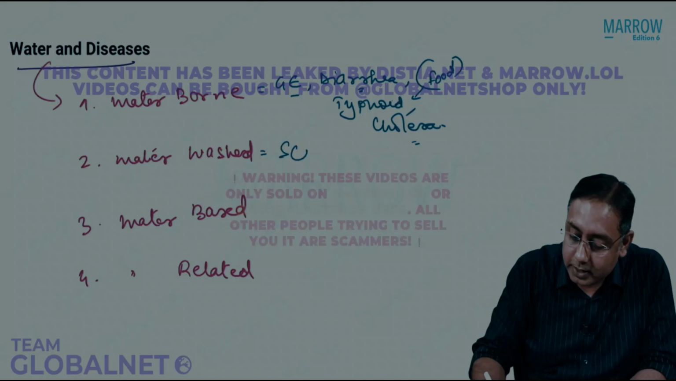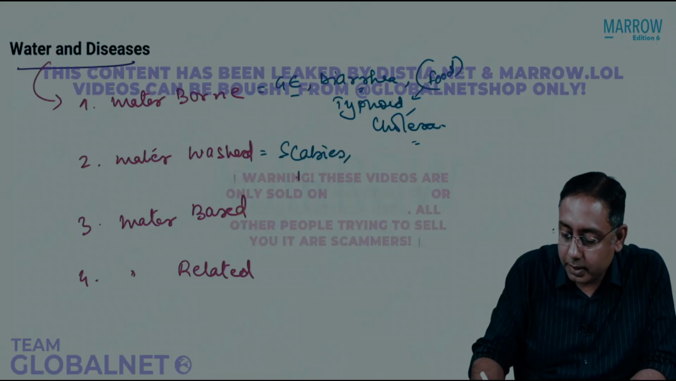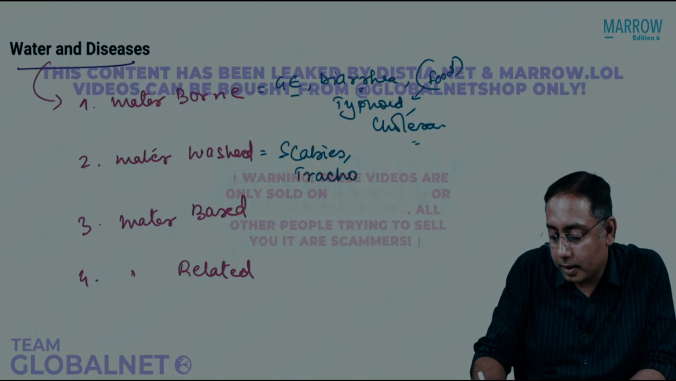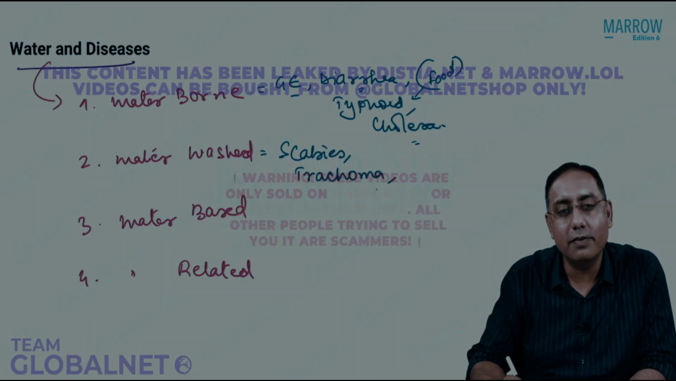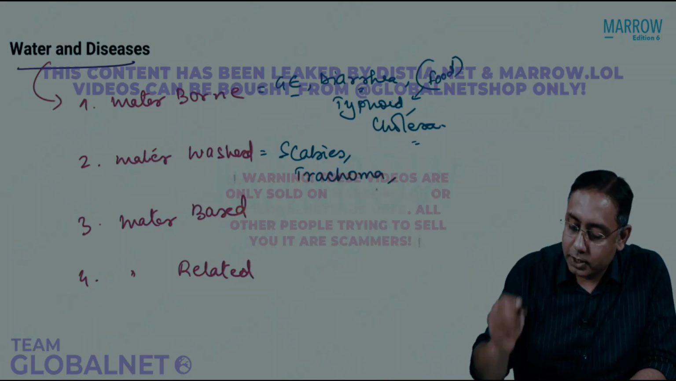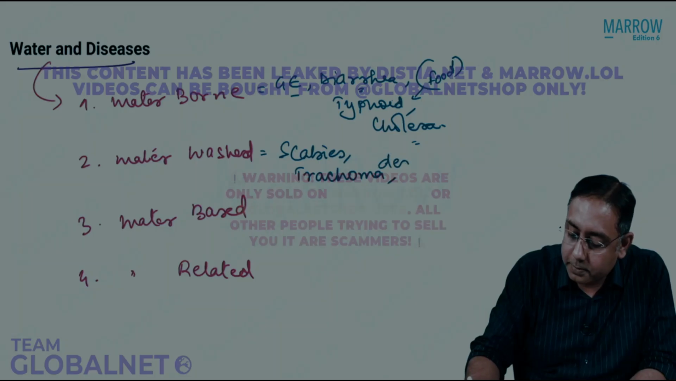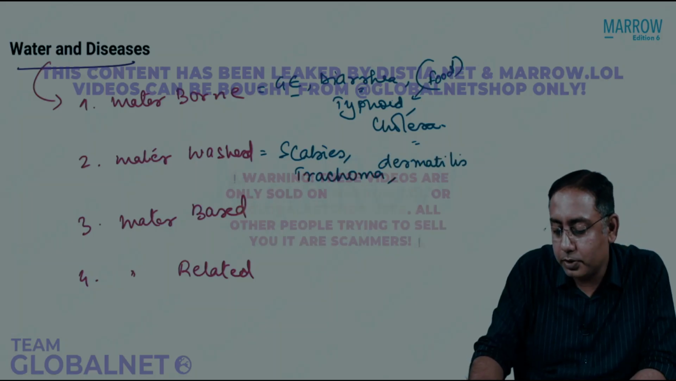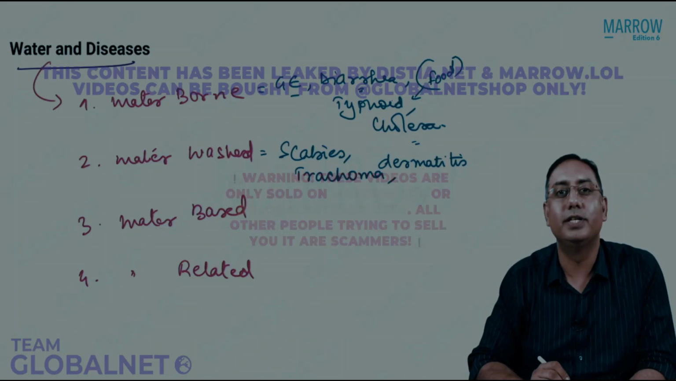Example for this is scabies. Another example is trachoma. You remember trachoma? Environmental sanitation, safe hands and the SAFE strategy. So scabies, trachoma, many types of dermatitis, all are actually water washed diseases.